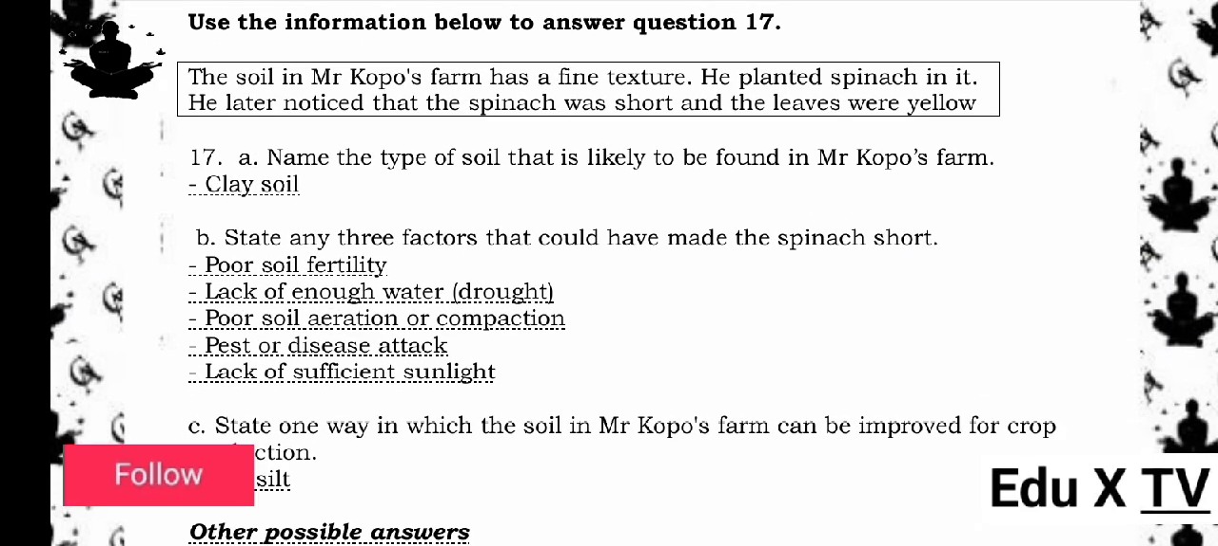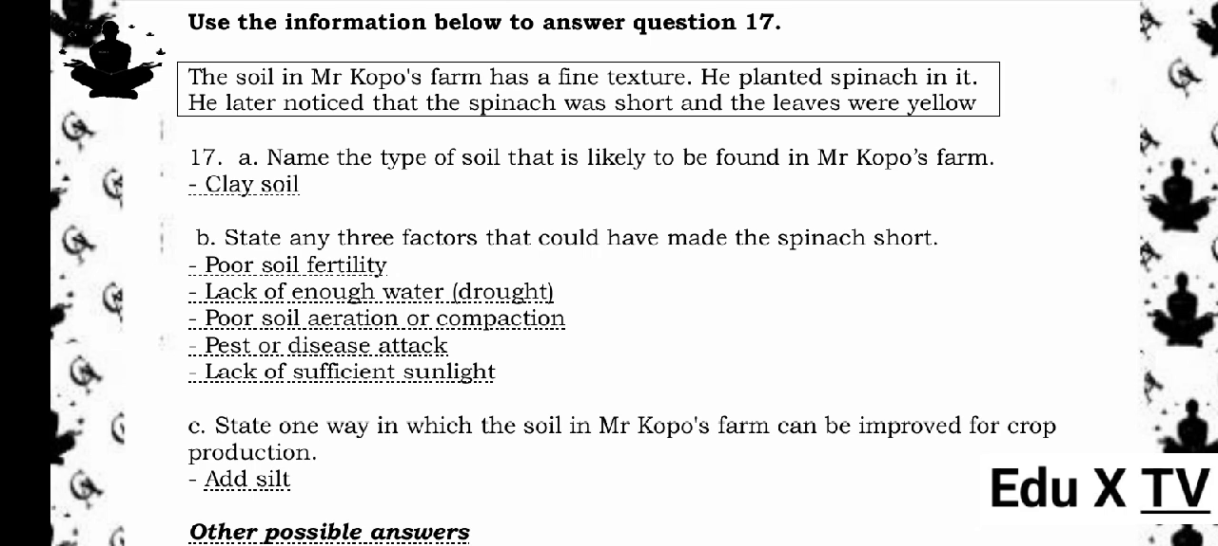Use the information below to answer question 17. The soil in Mr. Capoe's farm has a fine texture. He planted spinach in it. He later noticed that the spinach was short and the leaves were yellow. 17. A. Name the type of soil that is likely to be found in Mr. Capoe's farm. Clay soil.